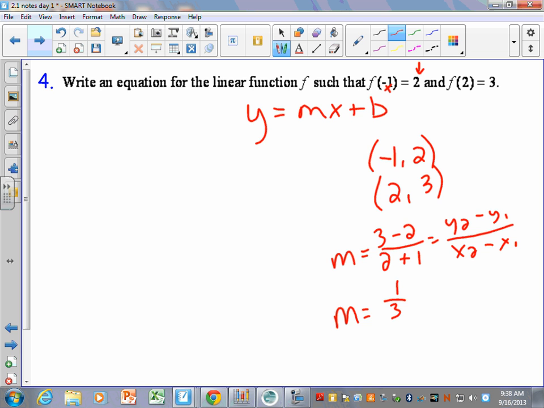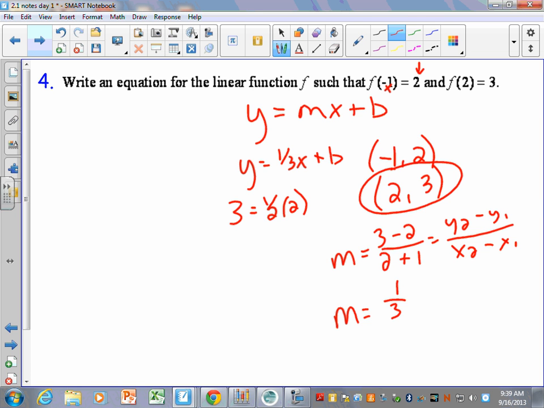So I have my slope, so I could write y equals 1/3 x plus b. How do I find b? They gave me 2 points. Plug in one set of points for x and y. That's what these are, x and y, and you can solve for b. It doesn't matter which one you pick. I'm going to pick this one. So I'm going to plug in 3 for y. I'm going to plug in 2 for x.